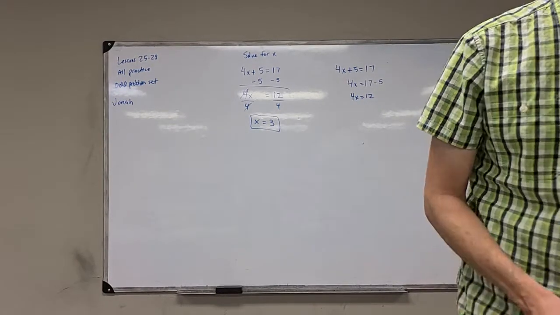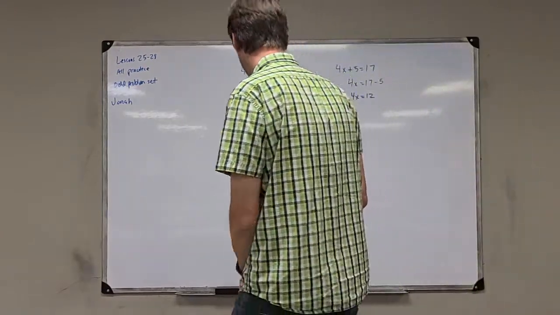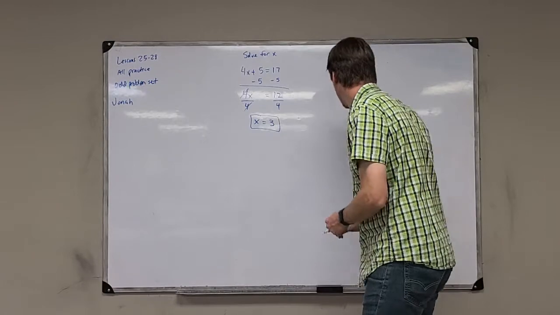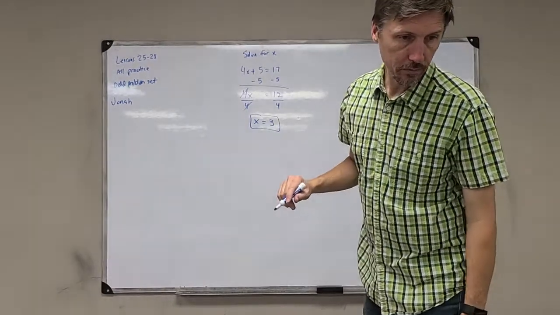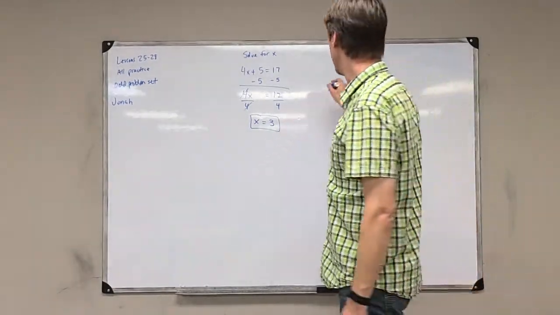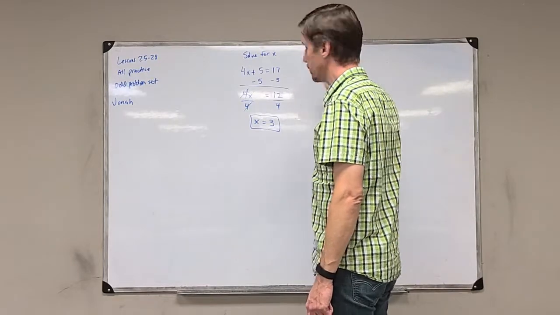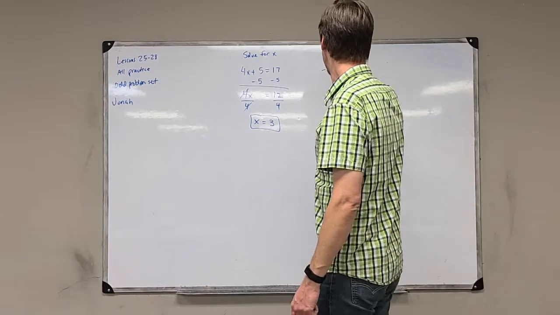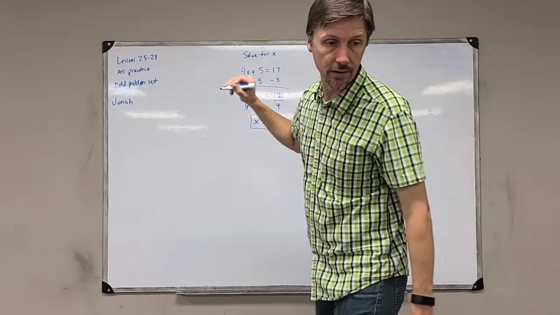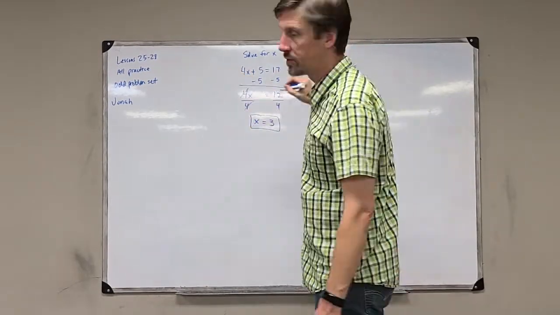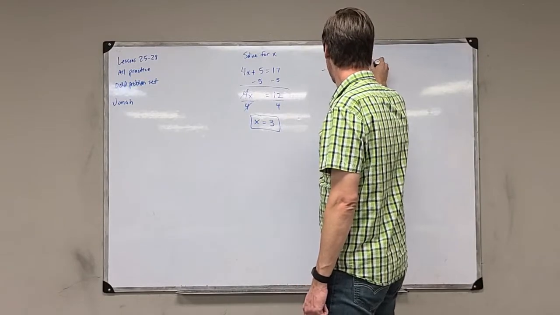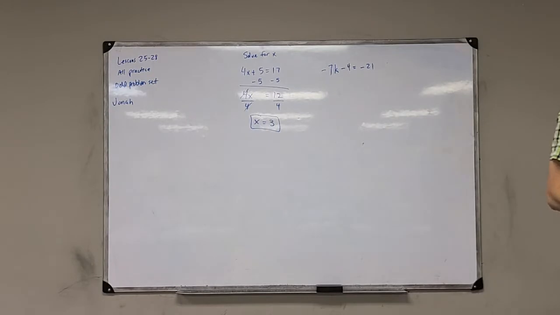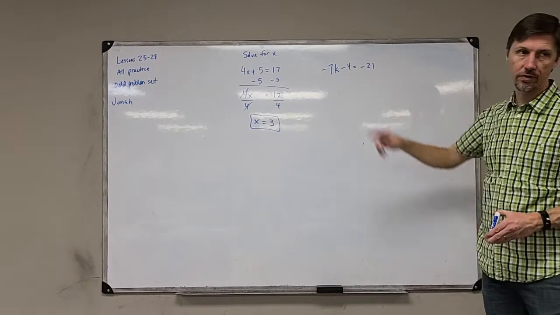Let's try one that's got some crazier signs in it, just to make sure that we can work with negatives. There's just kind of more room for error when you've got the negative signs in there, but if you'll take your time, write out each of the steps, you won't get confused with the signs, and it'll work out fine. So negative 7k minus 4 equals negative 21, all right? I want to get the k by itself, right? And this one here I'm solving for k.